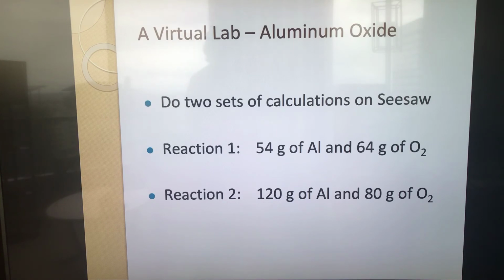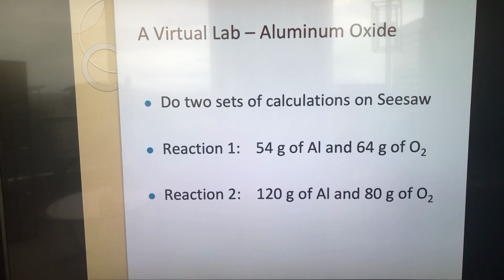So what I want you to do is two sets of calculations on Seesaw. The form looks very much like last week. You have room to do two reactions, and these are the amounts: 54 grams of aluminum, 64 grams of oxygen the first time through. And the second time through, I want you to try 120 grams of aluminum with 80 grams of oxygen. Remember, in Seesaw, you can create a second page.